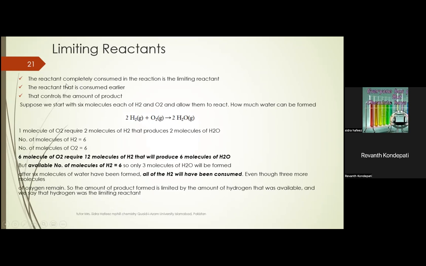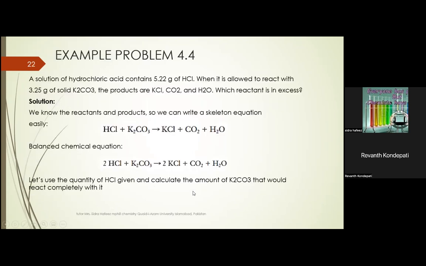So here you can understand the three terms of a limiting reactant. The reactant completely consumed in the reaction: you can see here all the hydrogen molecules have been consumed. The reactant that is consumed earlier: you can see the hydrogen has been consumed earlier than the oxygen. That controls the amount of product: as you can see, the amount of product formed is limited by the amount of hydrogen. So hydrogen is the limiting reactant.